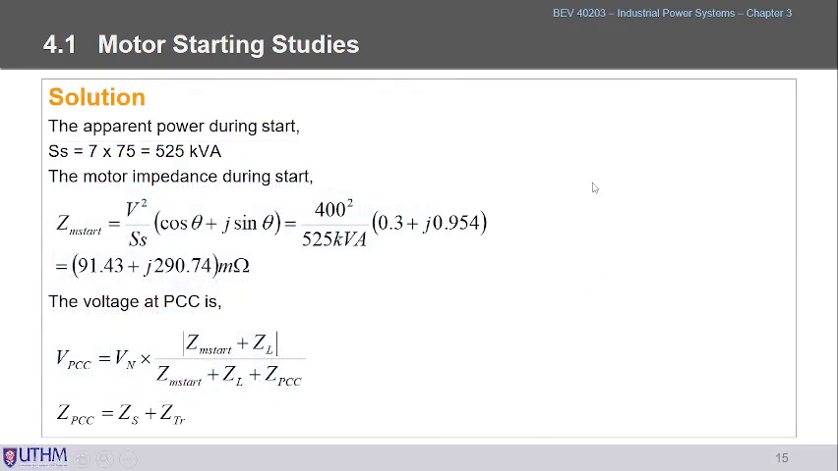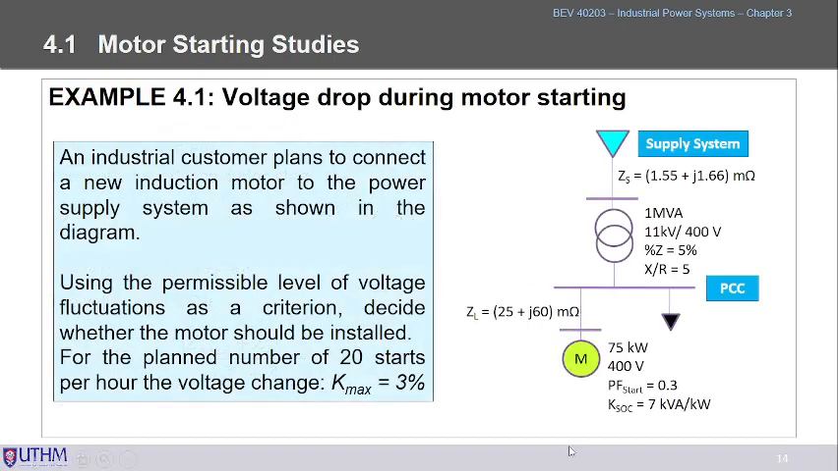Okay, now we see the solutions. As I told you just now, we need to analyze how much is the apparent power during the starting. Ss is the apparent power: 7 times 75 is 525 kVA. Okay, so it's 525 kVA from these coefficients. C is the coefficient.